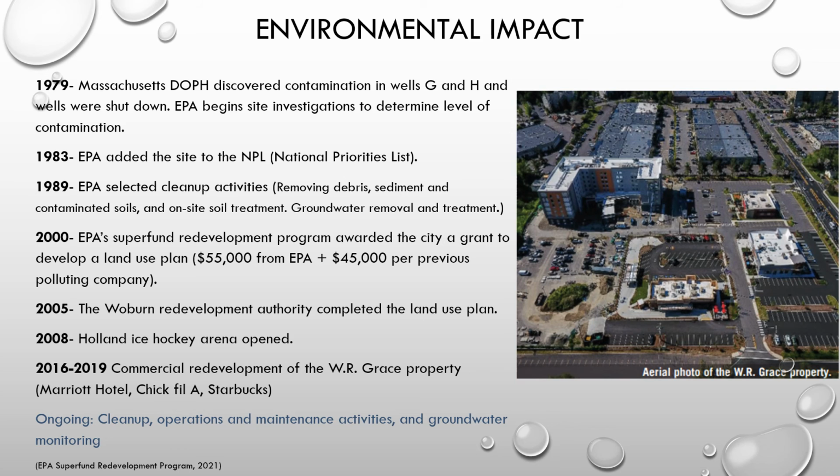Over time, the area developed, and as you can see in the early 2000s, the first new building was placed, the Holland Ice Rink Arena. And then after a couple more years, the area continued to be developed. And now you can see from this picture, there is a hotel, a Chick-fil-A, and a few more restaurants in the area, as well as an industrial park in the back. And throughout all of this, maintenance of the area and also testing continues to occur to ensure that the area is safe and there are no contaminants in the water.